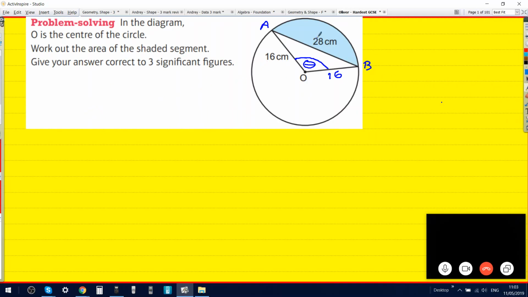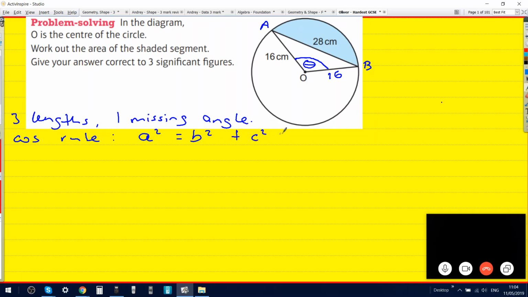So you have all three lengths, and you need an angle, and so in that case, you would use cosine rule. Cosine. Yeah. Okay then. So that will be 16 squared. Okay, first write down the rule. a squared is equal to b squared plus c squared minus 2bc cos A. Yeah.